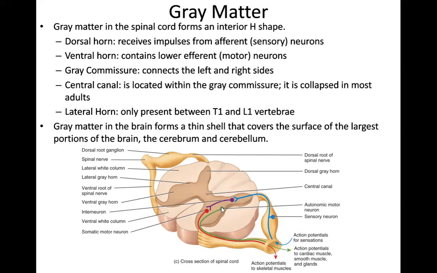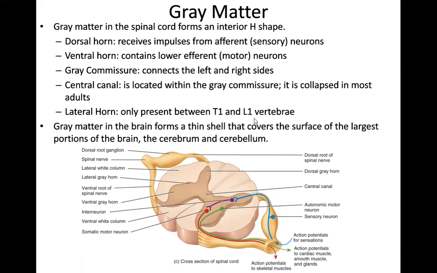And that's where you find the cell bodies of autonomic motor neurons, which control things like our cardiac muscle in our heart, our smooth muscle in places like our intestines and the uterus and the bladder, and then glands. And remember, autonomic for automatic.